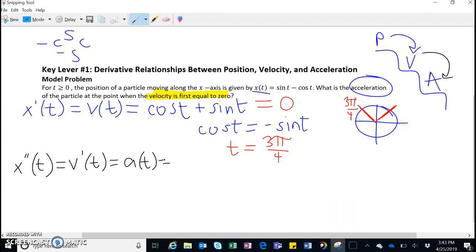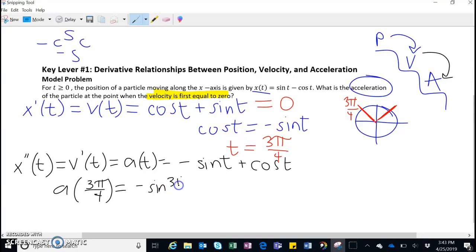And again, if I use my trig derivatives, cosine's derivative is negative sine, plus sine's derivative is cosine. And all this problem is asking me to do is take that acceleration function and evaluate that function at 3 pi over 4. So this becomes the negative sine of 3 pi over 4 plus the cosine of 3 pi over 4.